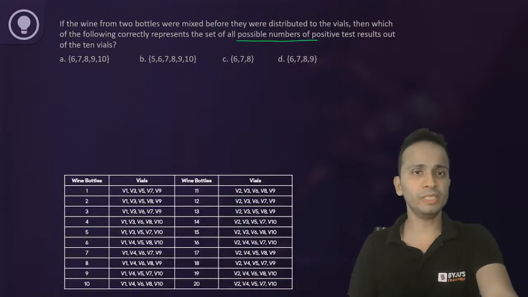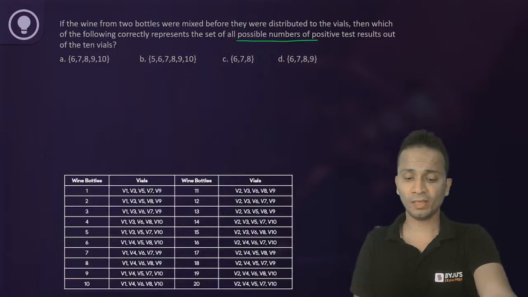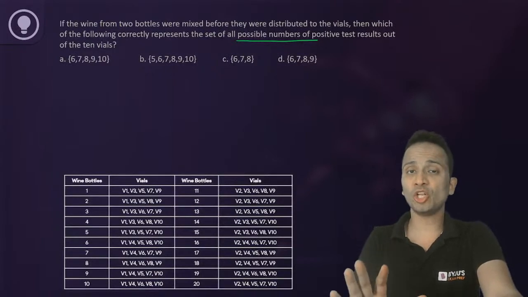Asterisk says option B, that is 5, 6, 7, 8, 9, 10. All right. I think you have a substantial logic behind your answer.